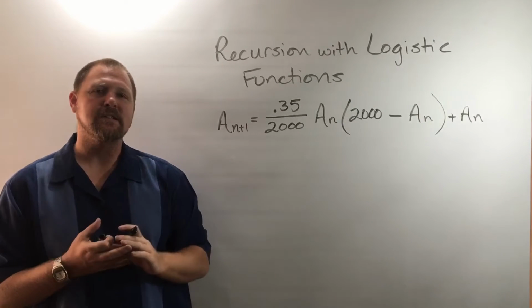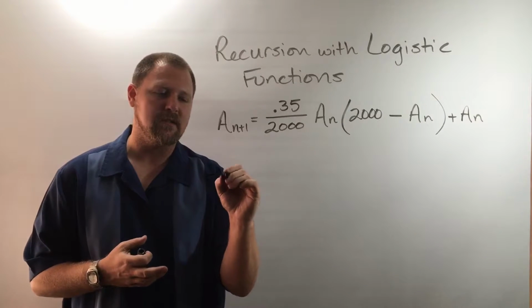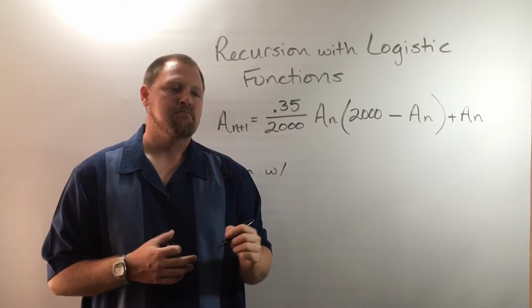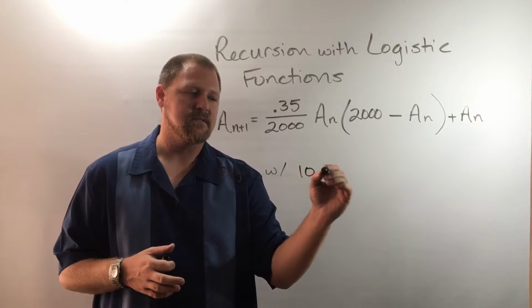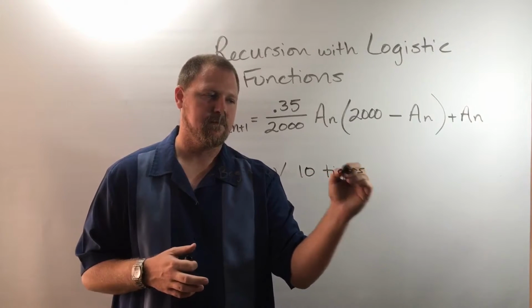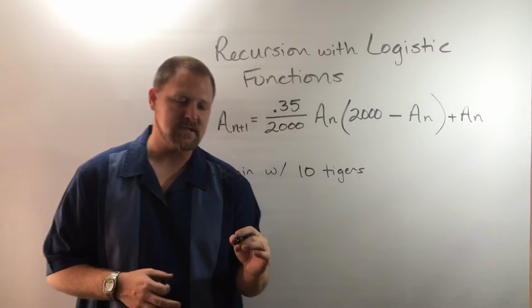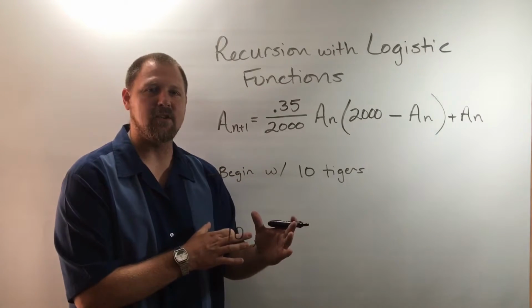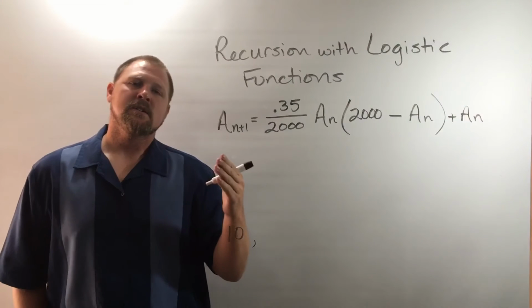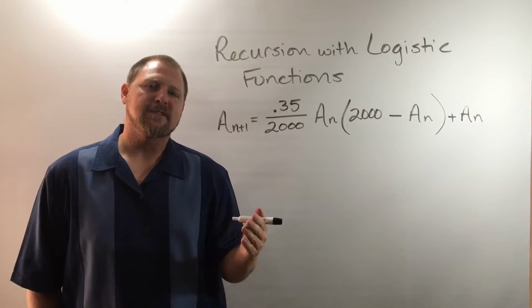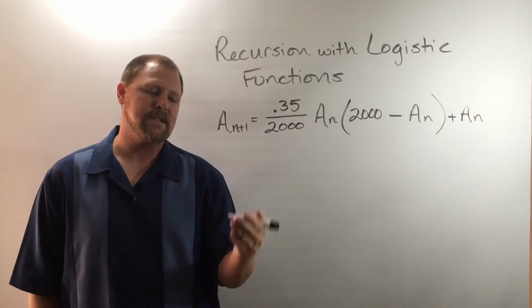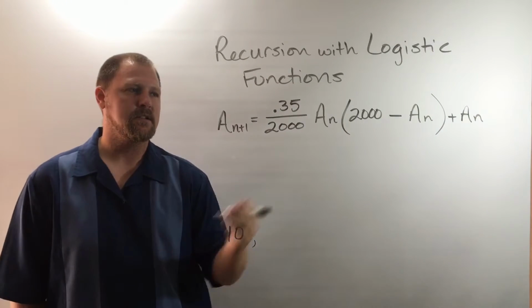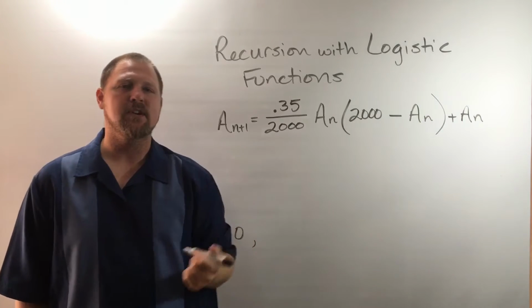Now one thing we didn't show here is that we're going to begin with ten tigers. That means our sequence is going to begin with 10, and we need to then find the next term. So when we operate with this recursive rule, we have to take what we start with and substitute it in to a sub n in order to get the very next term.